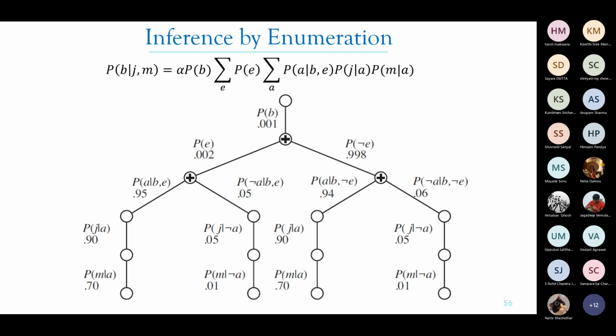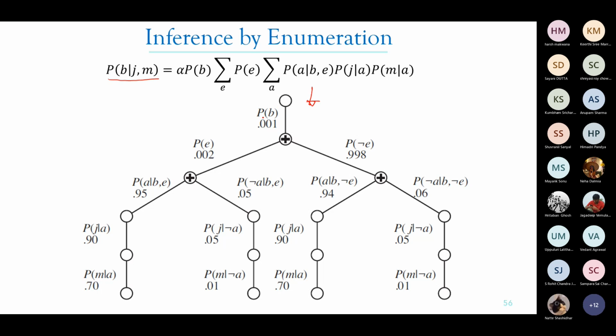Now, if we want to make it more efficient, let us try to observe something. What I'm trying to show here is a computation tree of the computation that we did earlier, right? So we are computing this probability of B given J and M. And how do we compute this? We are computing this in a top-down manner, right?